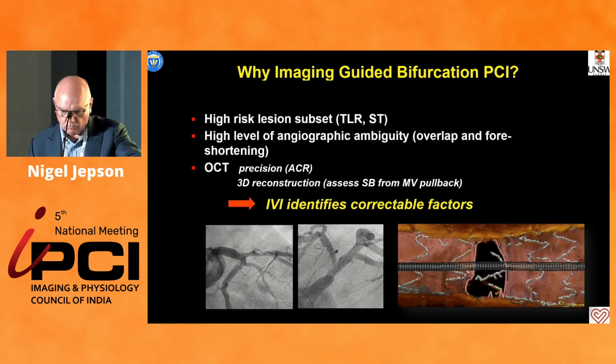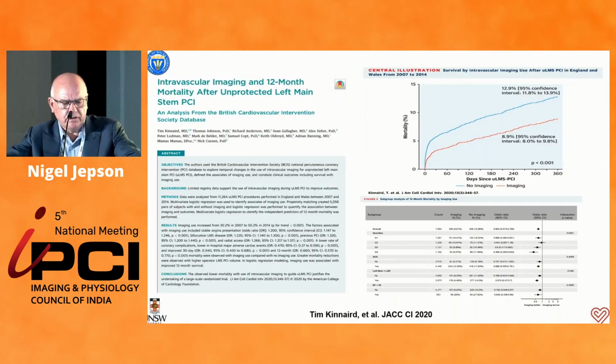So again, why imaging in bifurcation PCI? Because it's evidence-based, as imaging is for intervention, particularly significant complex intervention. This is a more recent data set from the British Cardiac Society database looking at 12-month mortality, IVUS-guided unprotected left main stem intervention compared to angiographic.